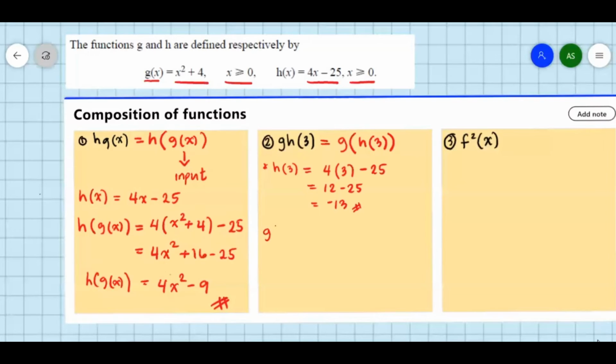In other words, if we're going to find gh of 3, this is the same as g of negative 13, because our h of 3 is now negative 13. So substitute negative 13 into your g of x. That will give you negative 13 squared plus 4. 13 squared is 169, plus 4. So that will give you a value of 173.